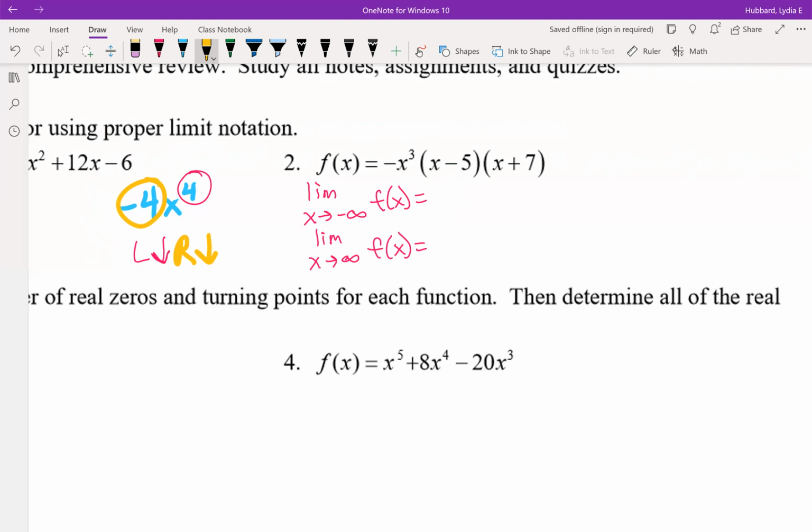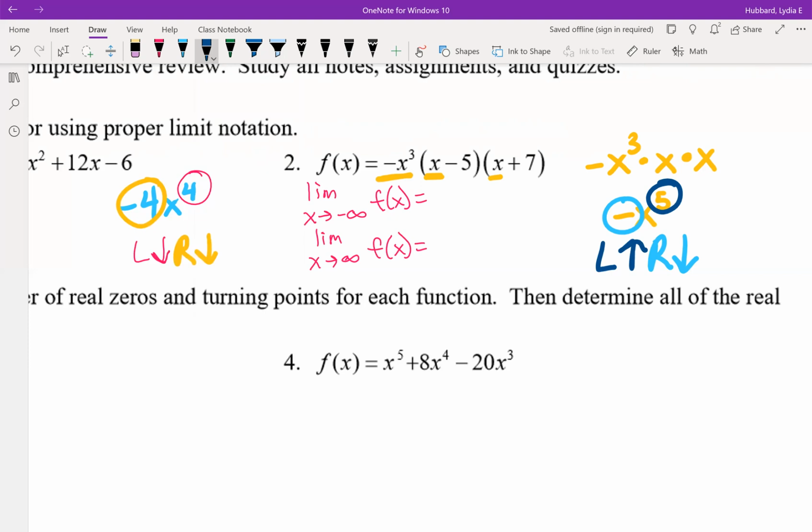To do that, we take the highest degree term of each of our factors, including its coefficient. So we would take negative x to the third, because that's the highest degree term from the first factor. The highest degree term from the second factor is just a regular x, and the third factor gives us the term of x. So that means our leading term is negative x to the fifth. Because it is negative out front, our right side is going down. And because it is an odd degree, our left side is doing the opposite of the right, so our left side is going up.